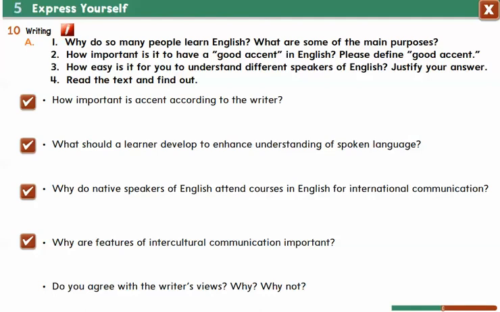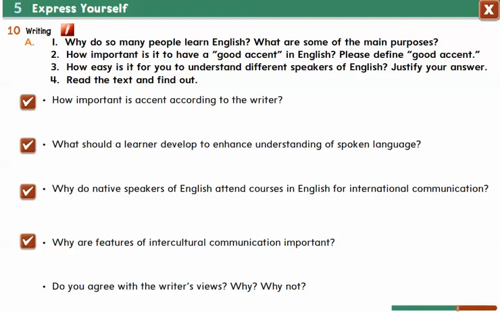So much so that special language courses are offered for native speakers who need to conduct business with people in different countries. So, for a change, native speakers have to attend courses that will familiarize them with new varieties of their language and help them develop the skills required to understand the people they communicate with.